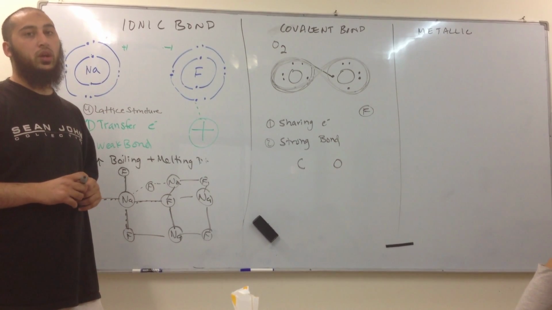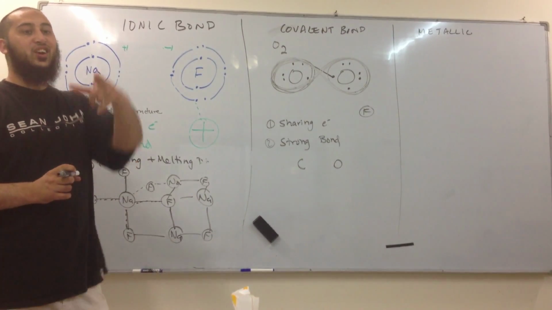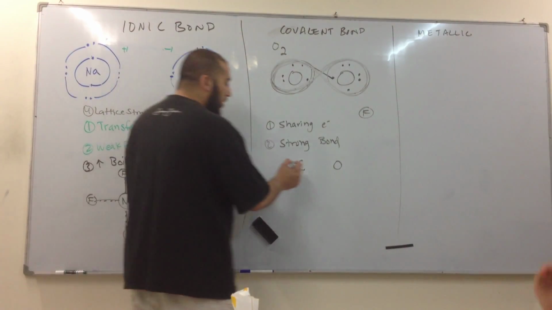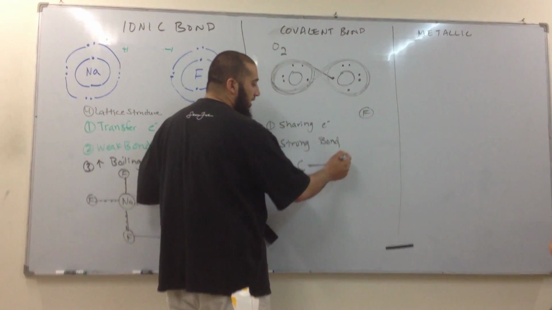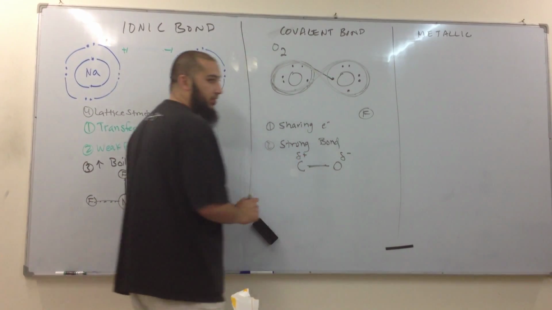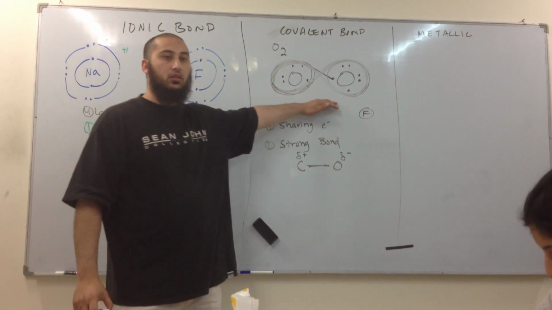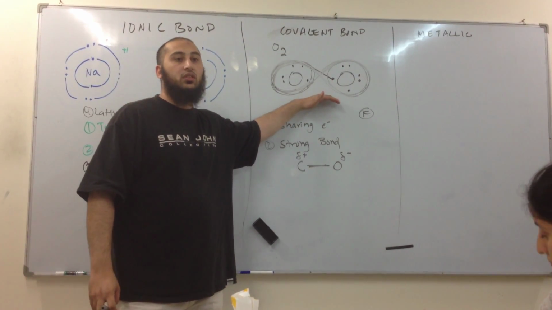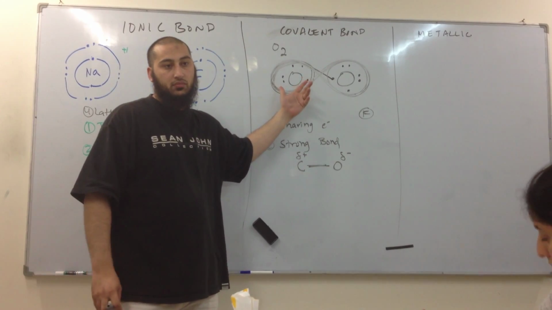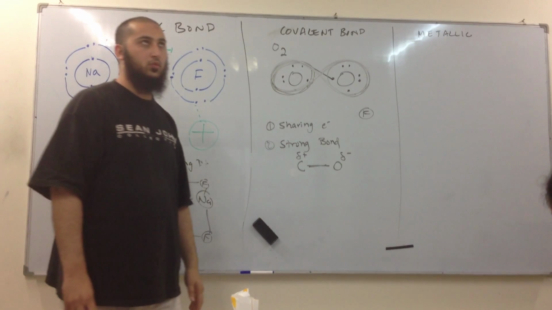Who's going to win, carbon or oxygen? Oxygen, because it's more electronegative. So when they form a bond, this is going to be slightly negative and this is going to be slightly positive, so this is a dipole. Is this a dipole? No, because it's one atom, so this is neutral. Got it?